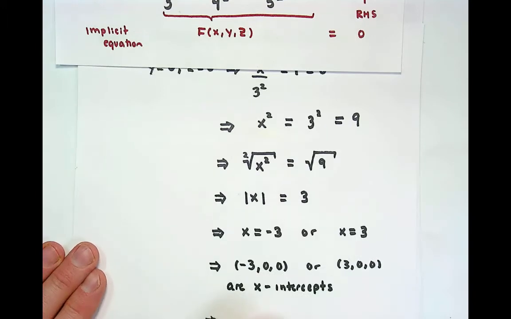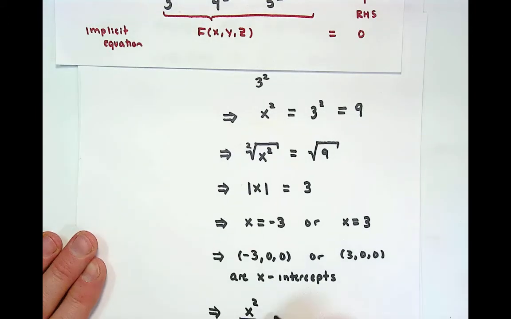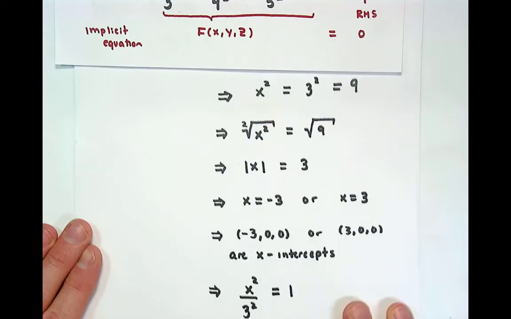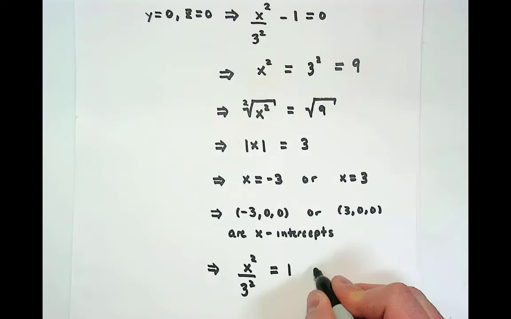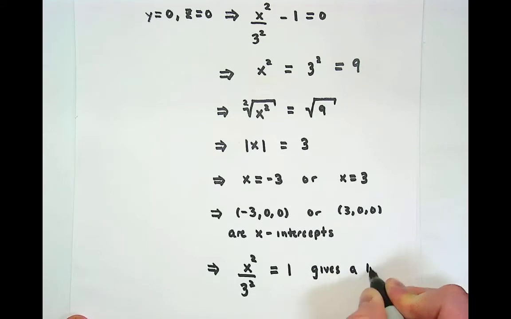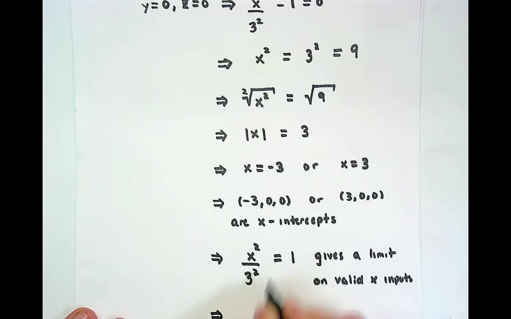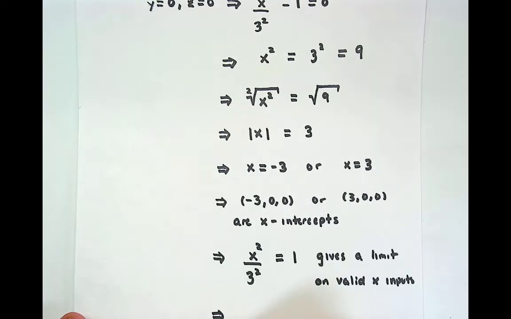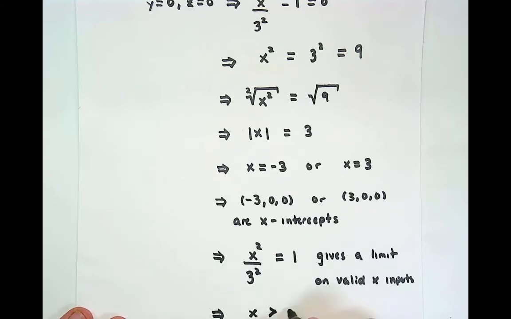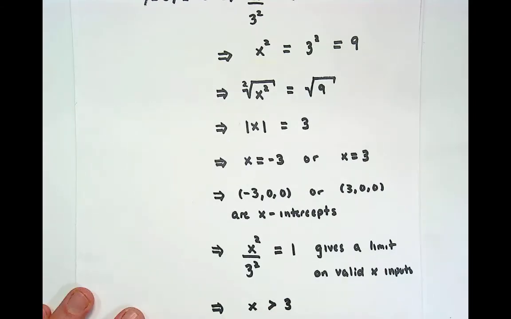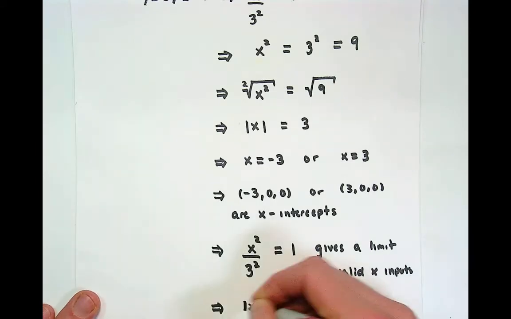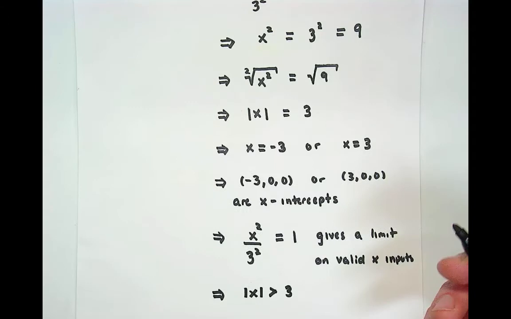But it also says something else. When we look at x squared over 3 squared equals 1, so I just brought the 1 over to the other side from that general equation, this actually gives a limit on valid x inputs. And in particular, we see, because this must be equal to 1, in this case x can never be greater than 3, or the absolute value of x can never be greater than 3.